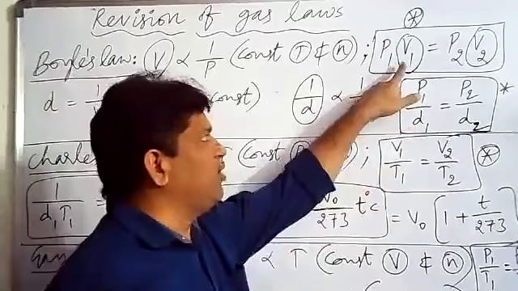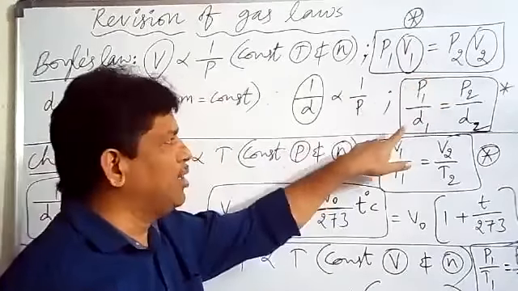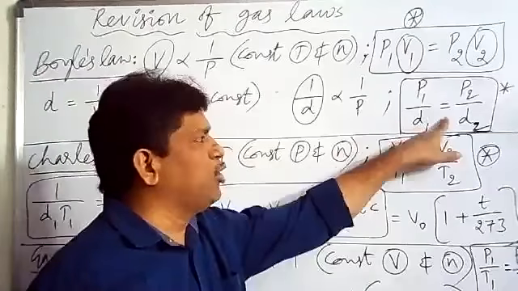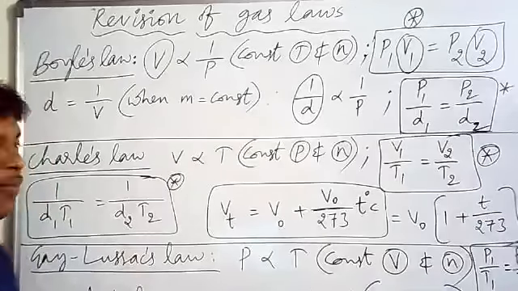So P1 V1 is equal to P2 V2 at constant temperature and number of moles, and also P1 by D1 is equal to P2 by D2. These two equations are related to Boyle's law. Keep that point in mind.